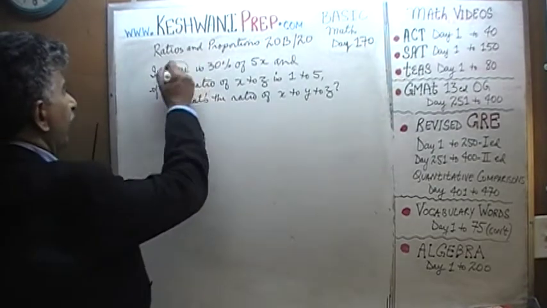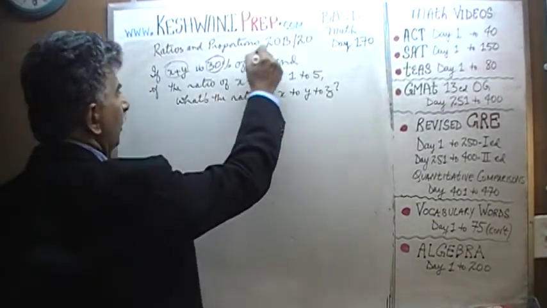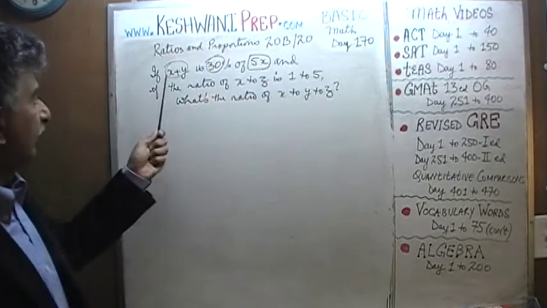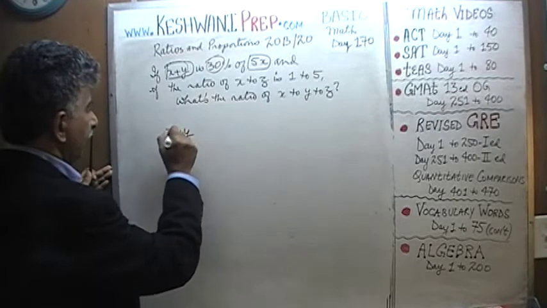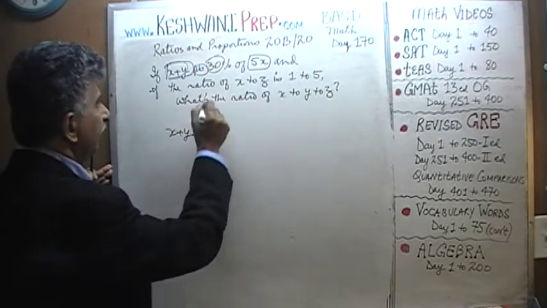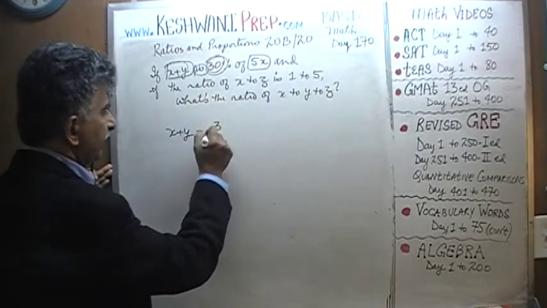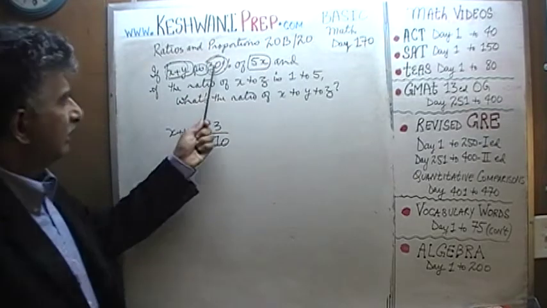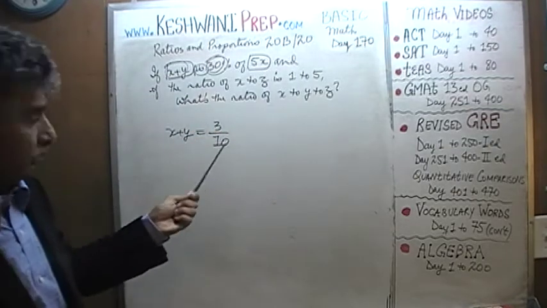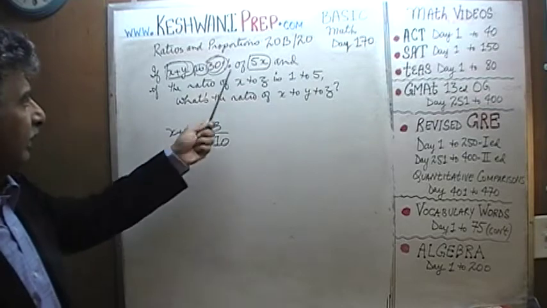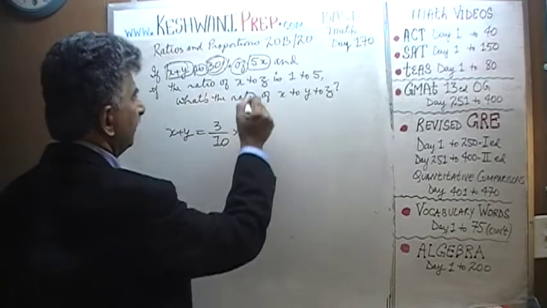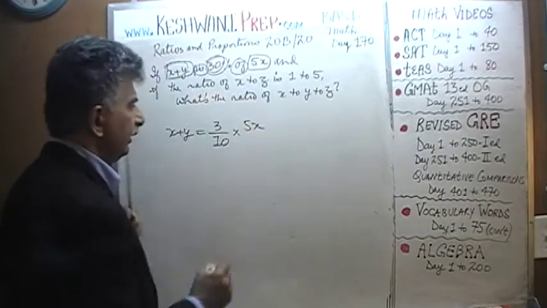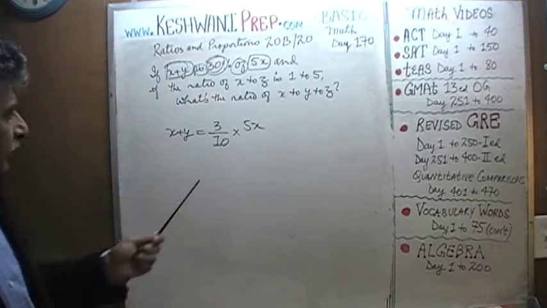We are told that x plus y is 30% of 5x. So there is our first equation. x plus y equals 30%. I'm just going to write 30% as 3 over 10, or 30 over 100, which is 3 over 10. Of means times 5x. Simple enough. That's our first equation.